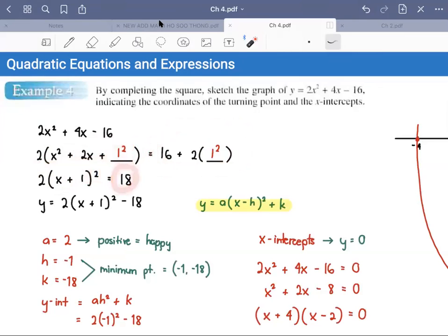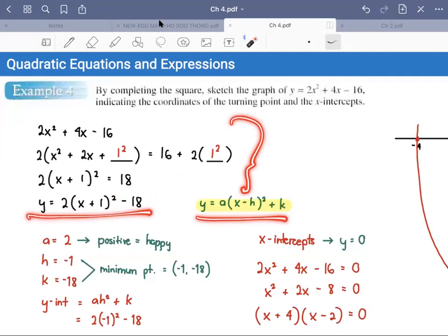To change this into completed square format, you just need to transpose 18 to the left side. Therefore, y is equal to 2 times (x plus 1) squared minus 18. So this is the completed square format. We just follow this with this, so they're the same now, class. Any question, class, on this process here?